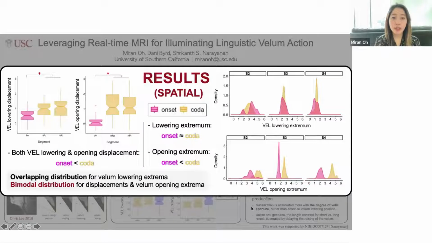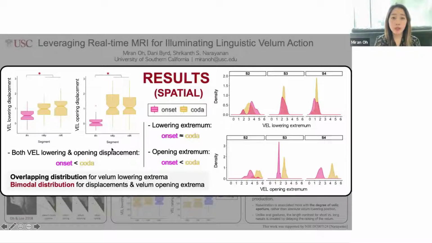Results on spatial velum action show that onset nasals are indeed differentiated from coda nasals in the displacement of both velum lowering and opening. The denasalized onsets have smaller displacement than the syllable codas, as you can see in the box plots on the left.